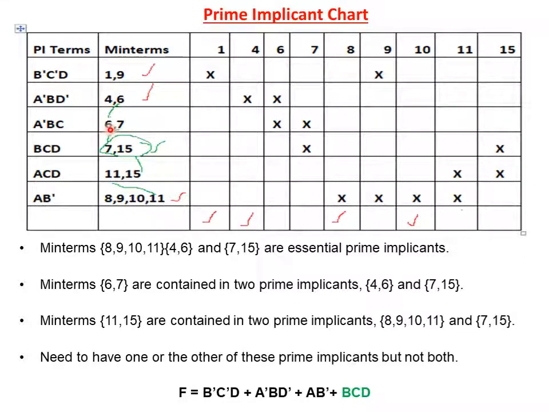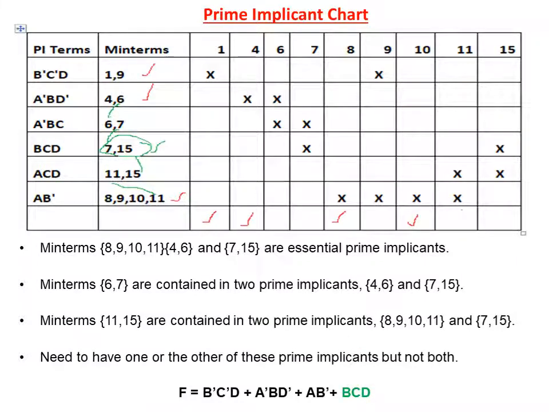So first we will analyze 6, 7. 6 is already covered with this combination, so it is grouped with this combination. Next, this 11 is already grouped with this combination. So the left min terms are 7 from this combination and 15 from this combination. So we are considering only the 7, 15 expression for the final simplified expression. So 7, 15 is equal to BCD.